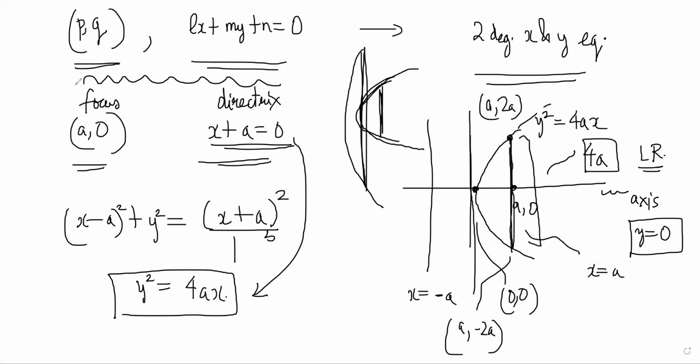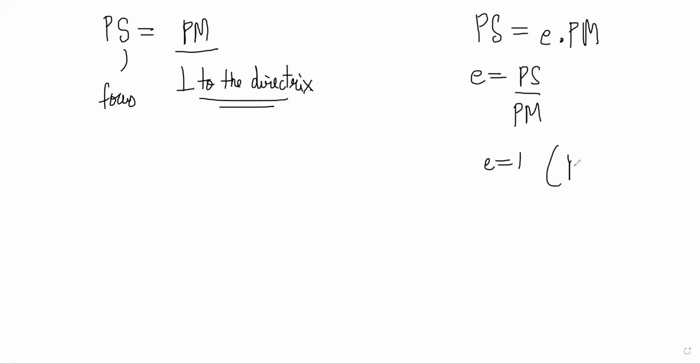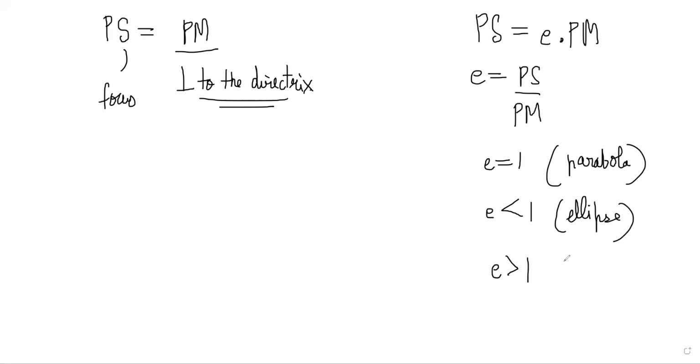So far, the definition of a parabola was that a point P is equidistant from S, which is the focus, and PM, which is the perpendicular distance to the directrix. In general, conic sections are defined like this: PS is equal to e times PM, where e is the ratio of PS and PM. In case of a parabola, e is equal to 1. Later, when we do hyperbola and ellipse, we'll get e less than 1 for an ellipse and e greater than 1 for a hyperbola.